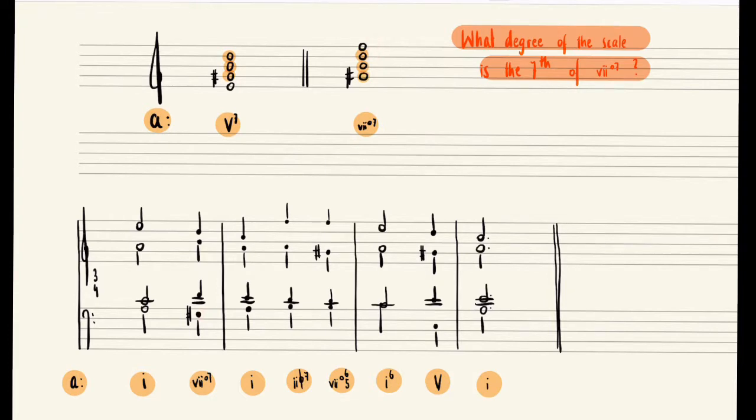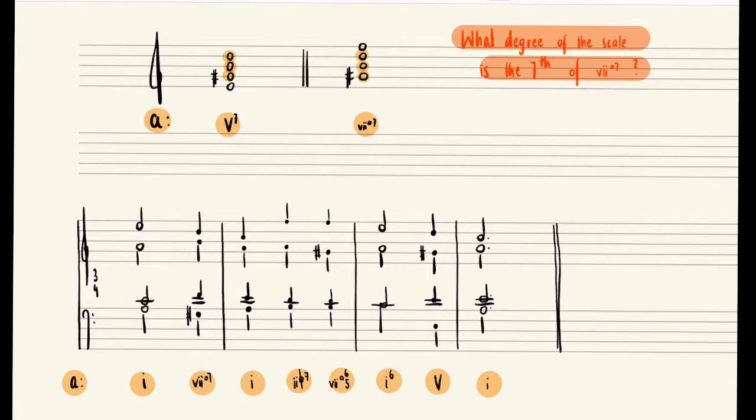In the bass, we have the G sharp, the root of the chord. Then we have the B, the 3rd of the chord in the alto. The D, the 5th of the chord, we have in the soprano. And then the 7th, we have in the tenor. G sharp, B, D, F. So we have 7-7 in root position as our second chord.